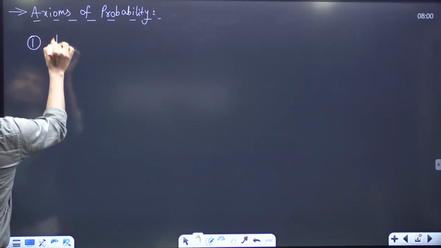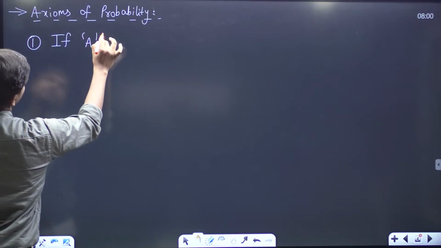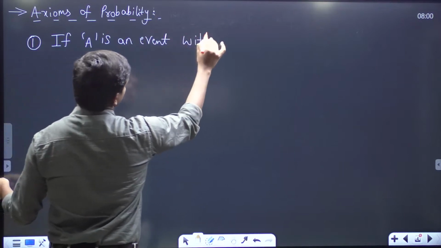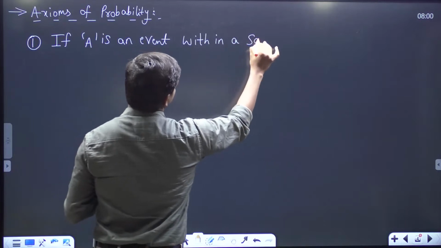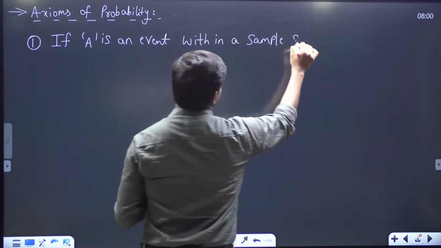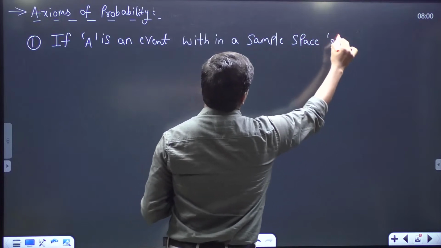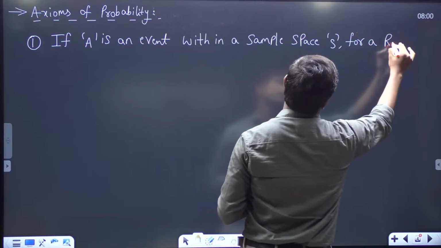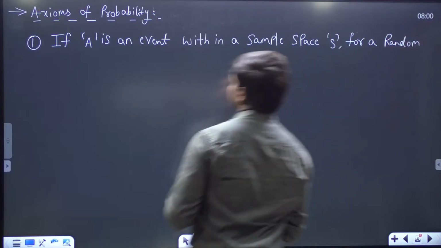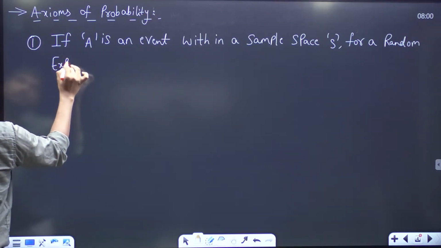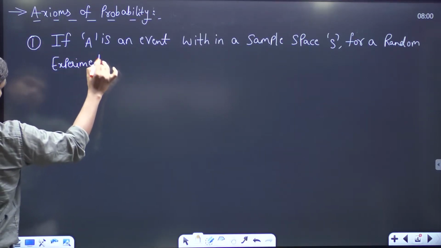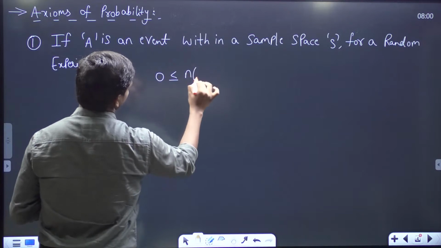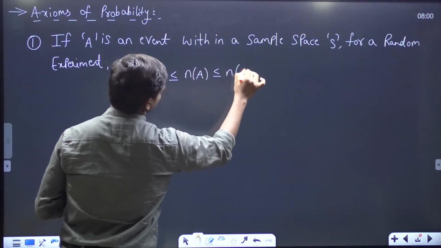1. If A is an event within a sample space S for a random experiment, then one thing that happens by default is 0 is less than or equal to n(A), which is less than or equal to n(S).